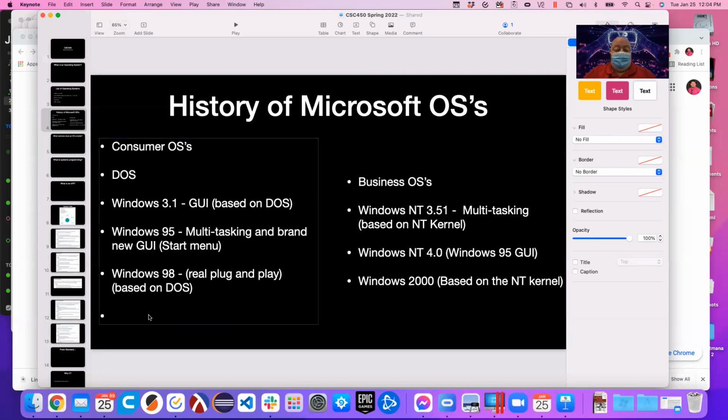What came next? Windows Millennium. Windows ME. Okay. Now, anybody know something funny that happened with Windows ME? This is related to Dell Microsystems. It's a kind of funny time.